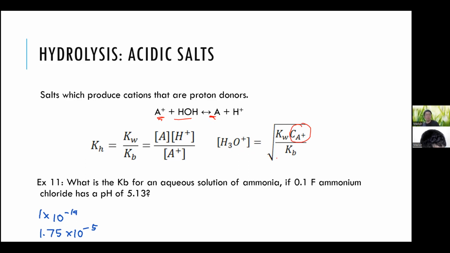So, the question here is, what is the Kb for an aqueous solution of ammonia if 0.1 formal (formal is also just molar) 0.1 formal ammonium chloride has a pH of 5.13? It's the same, Josh. Solve it. There should be a correct value there. We already know the Kb of ammonia, so that should be what we get. Let's confirm if the right thing happens. Go ahead, solve it. What is the Kb of your ammonia?